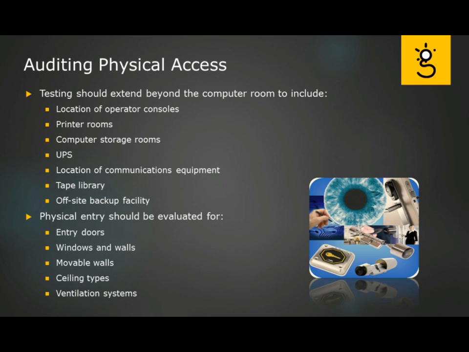Now, your physical entry controls should be evaluated. You should be looking at entry doors, your windows and walls, whether or not there's any movability. Can the walls be moved? Are they like those little cubicle things? The ceiling type: does the wall go all the way to the ceiling, or is it a little fake panel that you push up on the ceiling and I can go over the wall? Or can I get into ventilation systems like you see in the movies? It happens to be in the movies because it's true. People can get in that way.